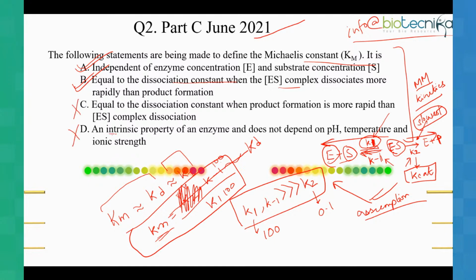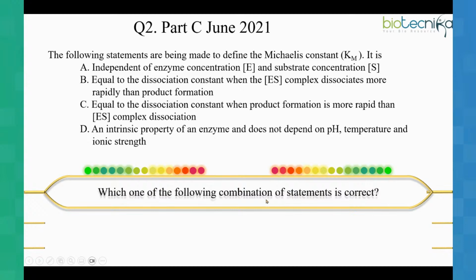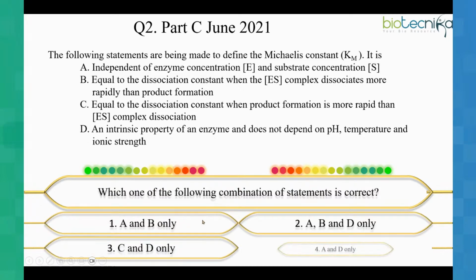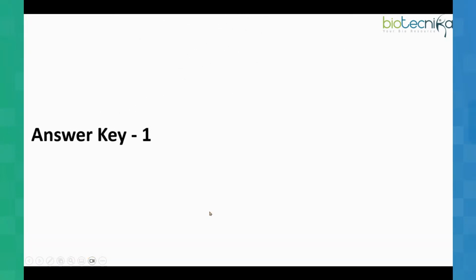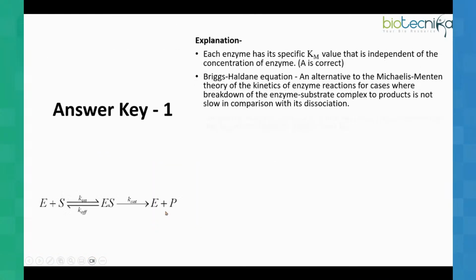Km is an intrinsic property of the enzyme, that is fine, but the statement says it does not depend on pH, temperature and ionic strength, which is wrong. First of all, here you have to select the combination of statements. So the correct answer will be option 1, which is A and B.